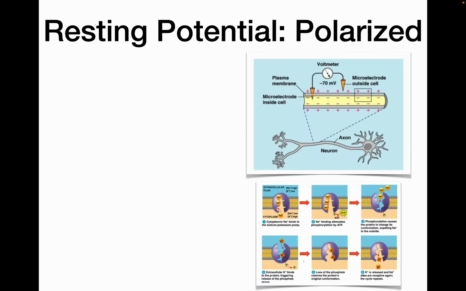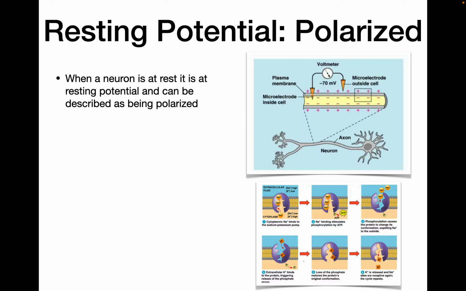Okay, let's talk about actually sending a signal along a neuron. The first thing we need to talk about, and the one we're going to focus on, is the resting potential. When the neuron is at rest, the word we use for that is polarized. It's not sending a signal. It's resting potential, and we say that it's polarized, which means it has a negative charge inside the axon.